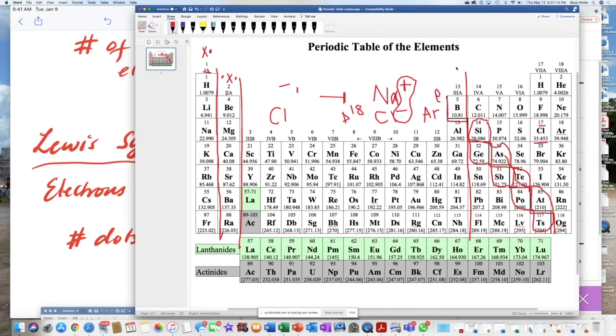Okay, 3A. The element is surrounded by three dots. 4A, the element is surrounded by four dots, and it goes on and on and on. I can't write anymore. 5A, the element is surrounded by five dots. 2, 3, 4, 5. Okay, and it goes all the way to the 8 dots in this group right here. 1, 2, 3, 4, 5, 6, 7, 8.